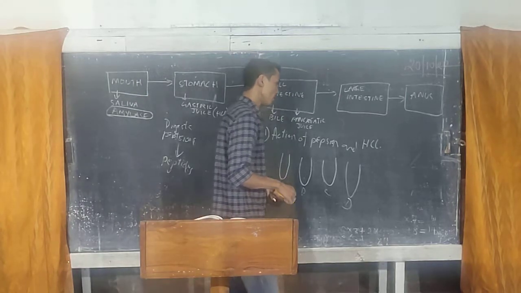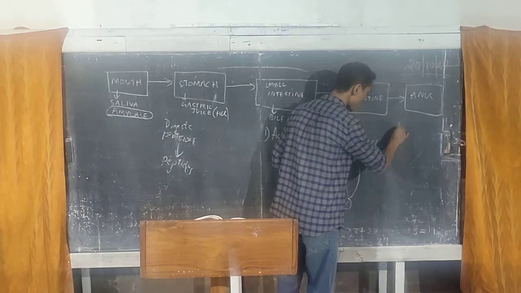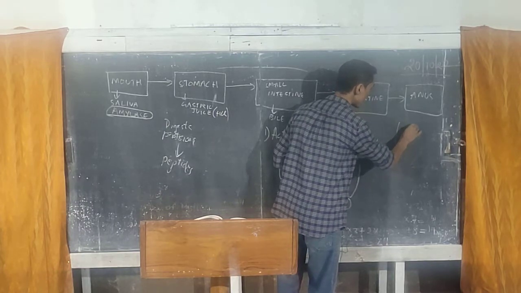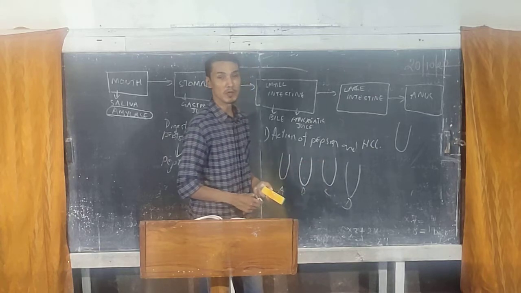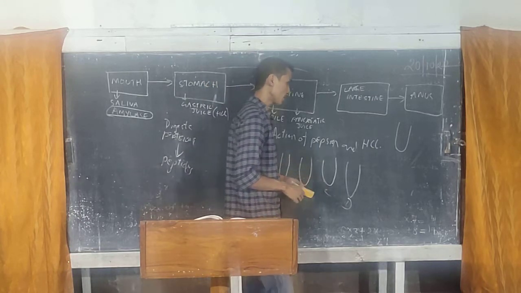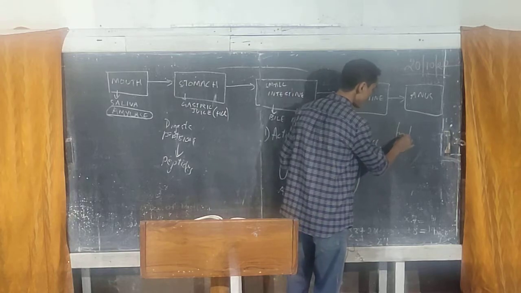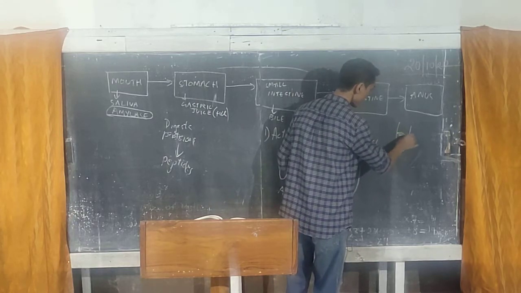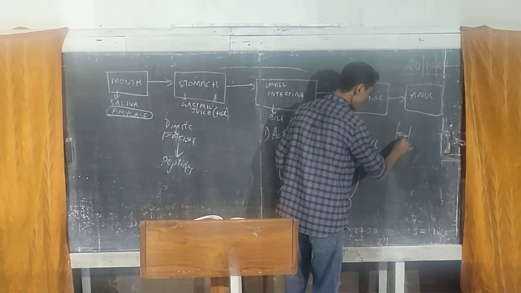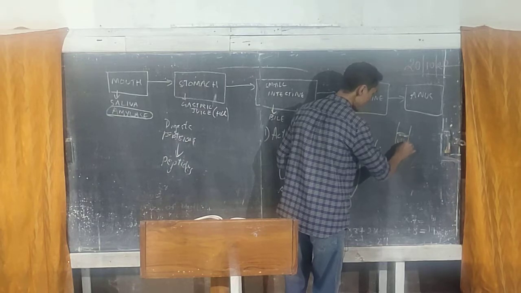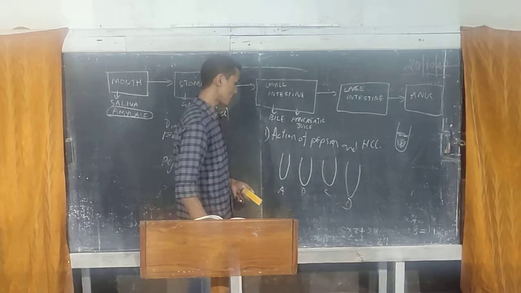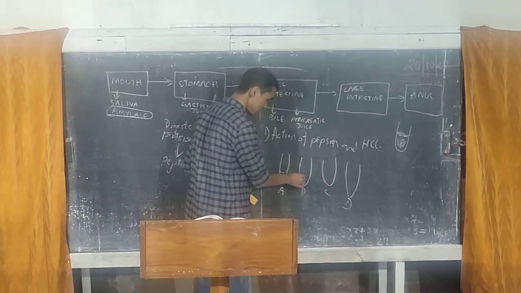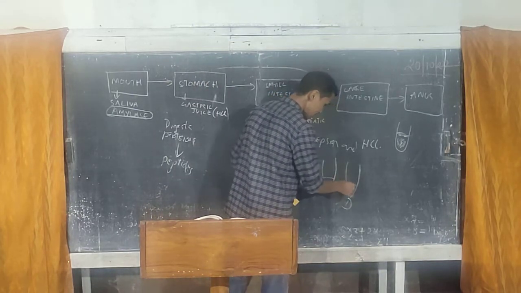Then the given food sample, we're going to boil it. Let's say we're going to take albumin of egg. We're going to boil it and then filter it. When we filter it, we'll obtain a cloudy filtrate. This cloudy filtrate we're going to add in the test tubes A, B, C and D.